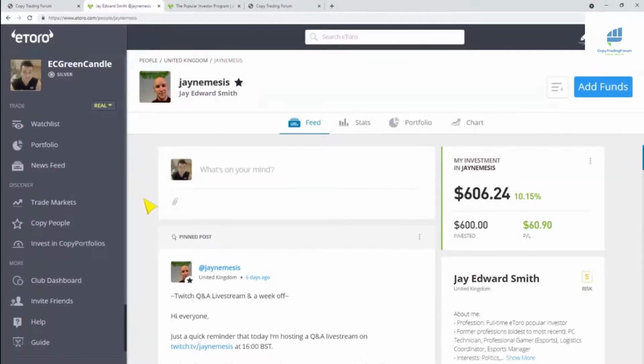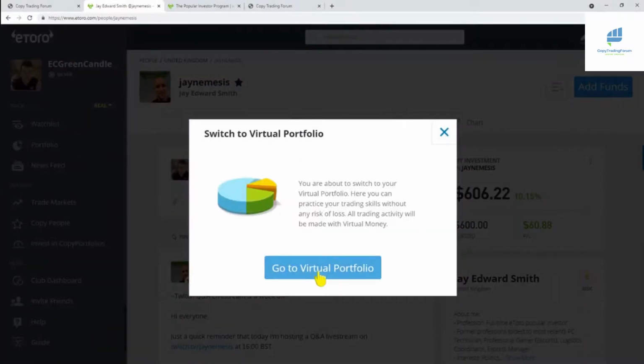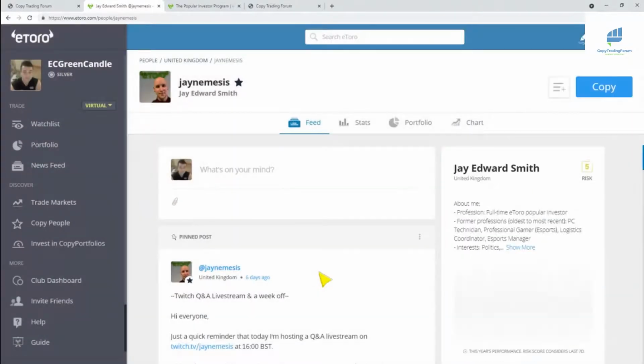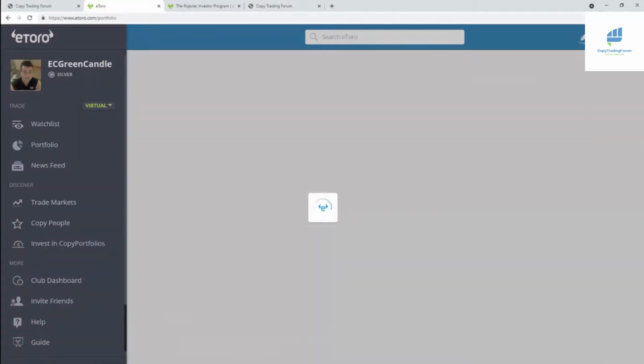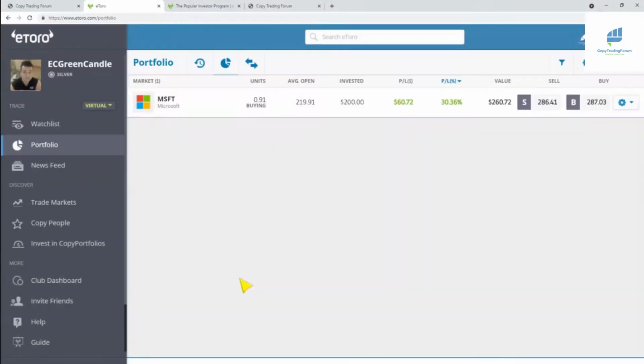But also, when you come to eToro, you can also sign up and you can get a virtual profile. So what is a virtual profile? It's just like a demo account where you get 100,000 virtual money where you can try out the platform, try out the copy trading, etc.